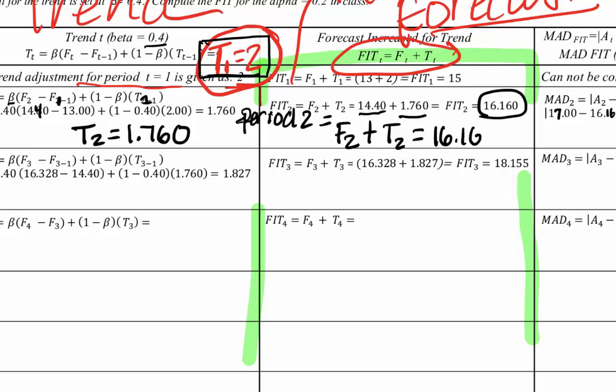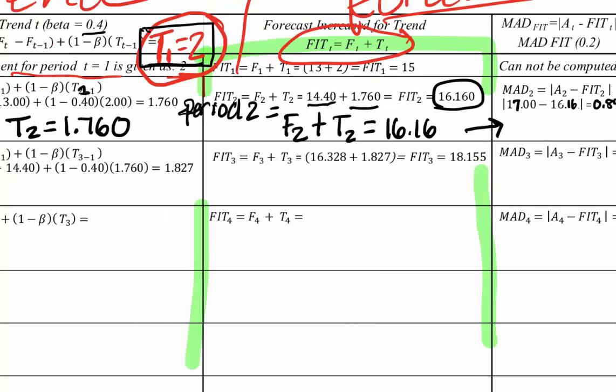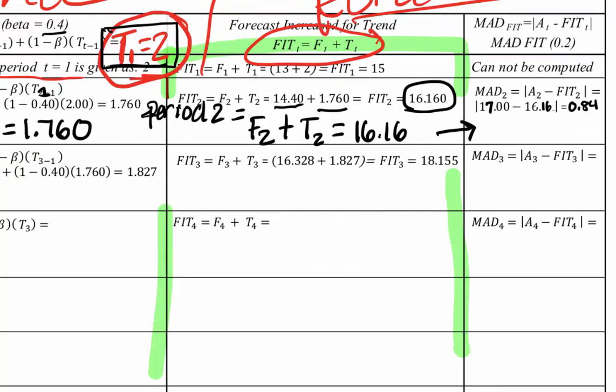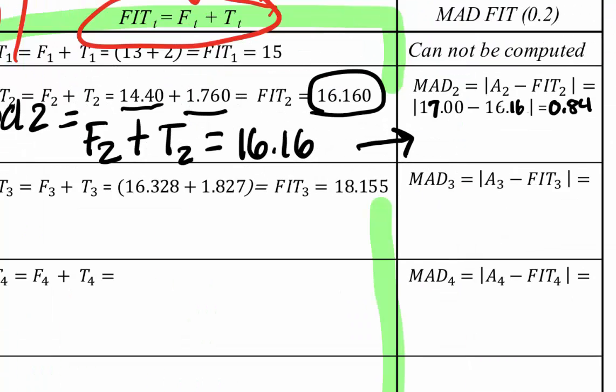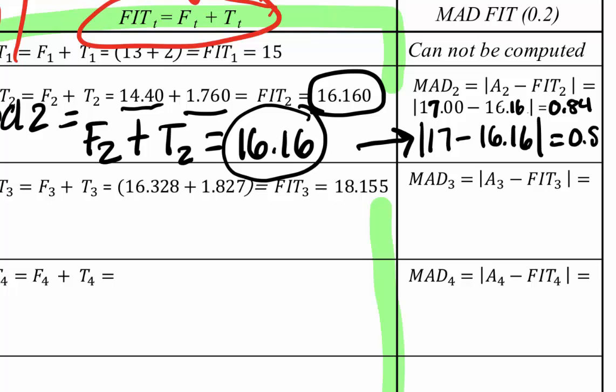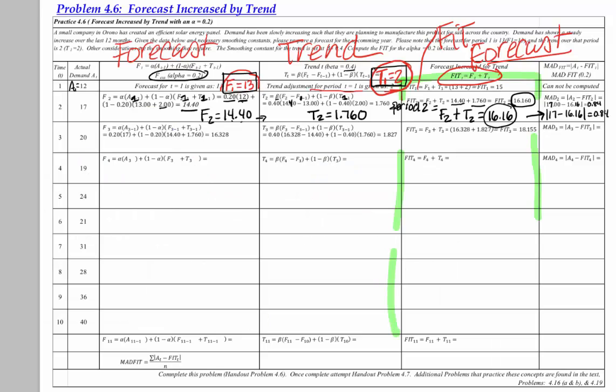And then we bring that over here because we're working across and we have to compute the MAD. So we've got the absolute value of A of 2, which we know is 17, minus this number we just calculated right here, 16.16, I'm sorry. And that should equal 0.84. So we're done with that line. And now we go back to the next line here.